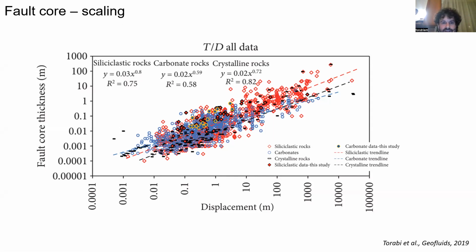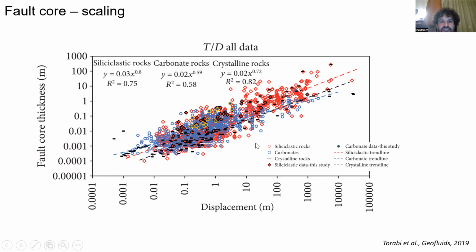Again, this is a paper of Torabi et al., which puts together data for fault core. These are data for fault core thickness against fault displacement for different host rock lithologies. In red, open symbols, you have porous rocks, so mainly sandstone. So we are talking about very shallow fault zones, where the faulting was at less than 1 kilometer depth. Then you have carbonates in blue, and in black crystalline rocks, so basically granitoids or metamorphic rocks.